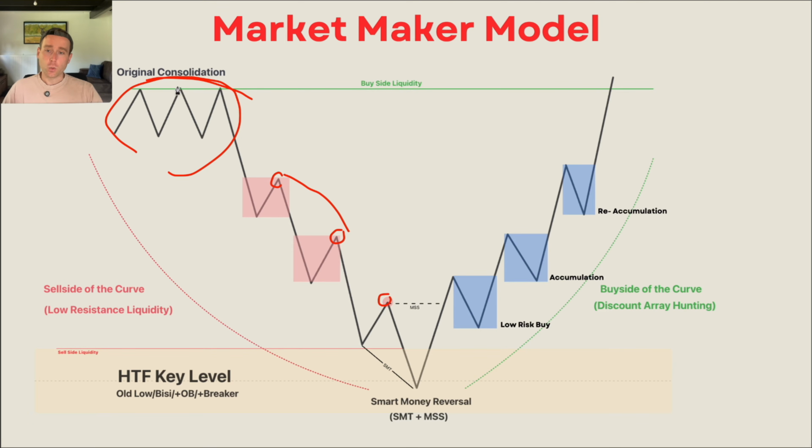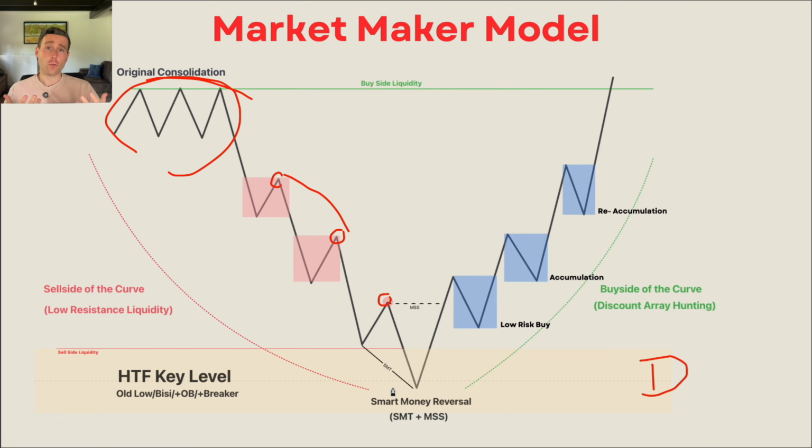Same here. And you want that sell side of the curve to trade lower into a key level on the higher time frame. So in the previous example on the chart, we saw a daily fair value gap. It can be an old low, an old bullish fair value gap, a bullish order block, or a bullish breaker. In this example, let's pretend this is a daily fair value gap. And inside the daily fair value gap is where you want to see something called a smart money reversal.